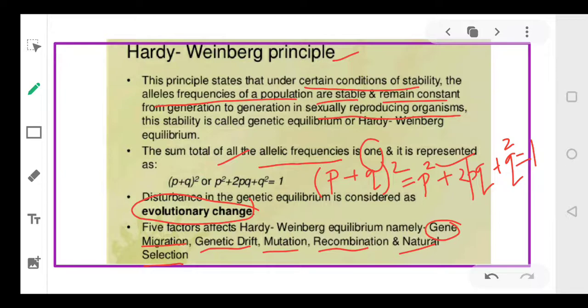Now let's understand what it actually means. Let's understand a very simple term. Suppose you have a population. Suppose this is an area, there is a population. What is a population, dear students? A group of organisms that interbreed with each other. That is called a population.